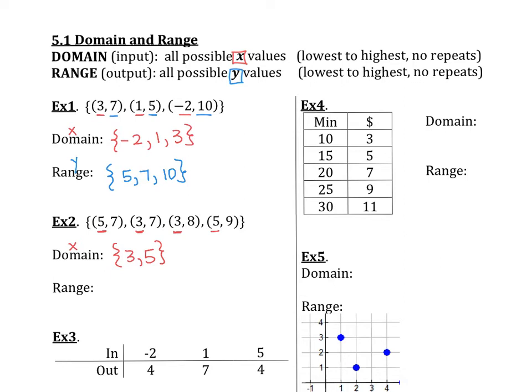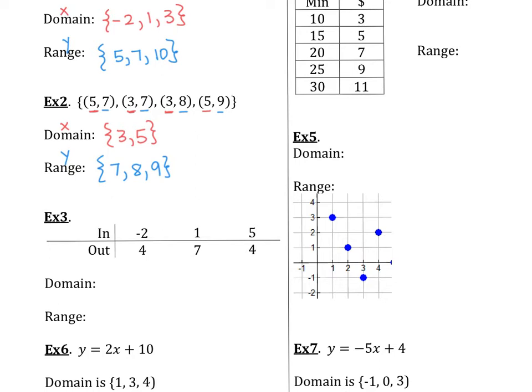Okay, range is the y values. Okay, so I have a 7, an 8, and a 9. And lowest to highest, so I have 7. I have 7 again, so I don't write it again. Then I have an 8, and then I have a 9. So the domain is all the possible x values, and the range is all the possible y values.